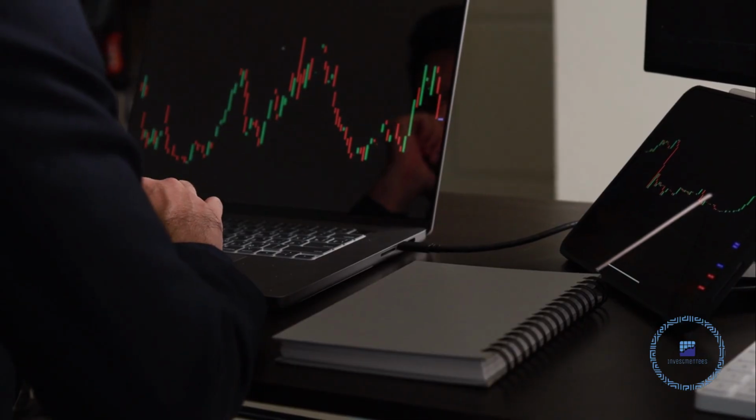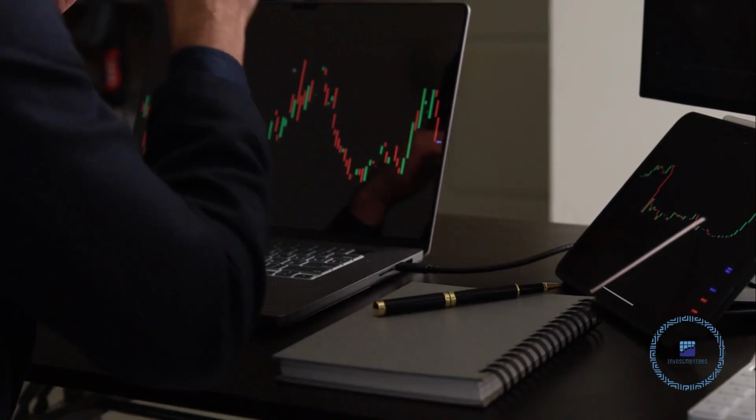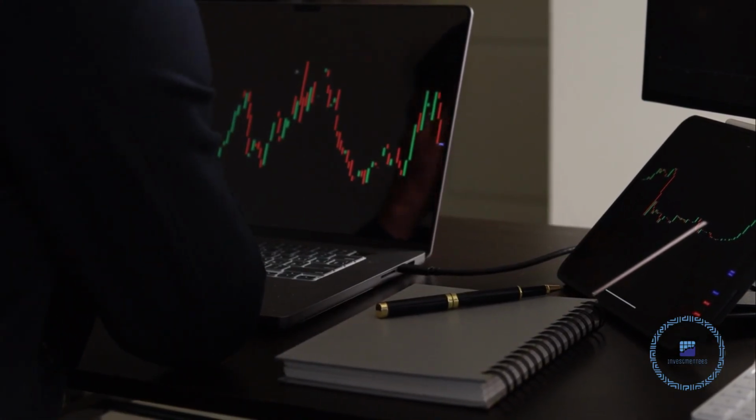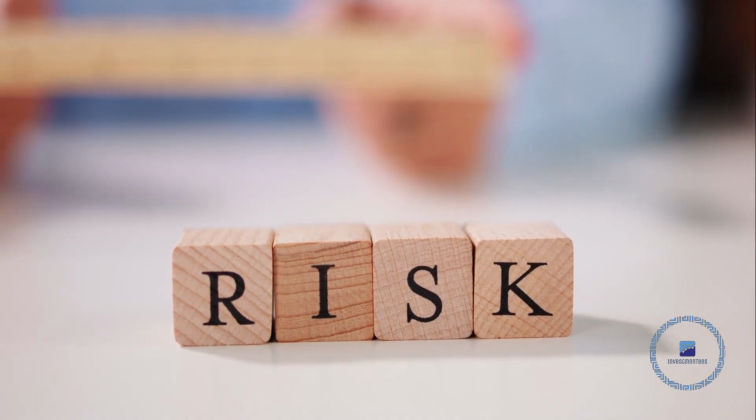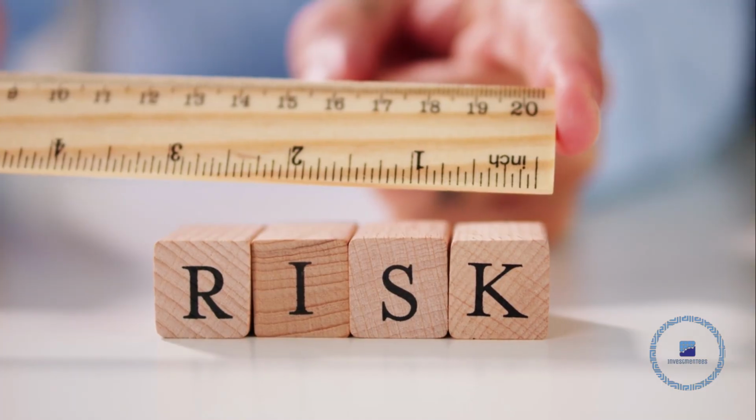Conclusion: the 3-to-1 rule in trading is a powerful and beginner-friendly strategy that focuses on risk management, realistic profit targets, and disciplined trading. By ensuring that potential rewards are at least 3 times the risk, traders can maintain profitability even with a moderate success rate.